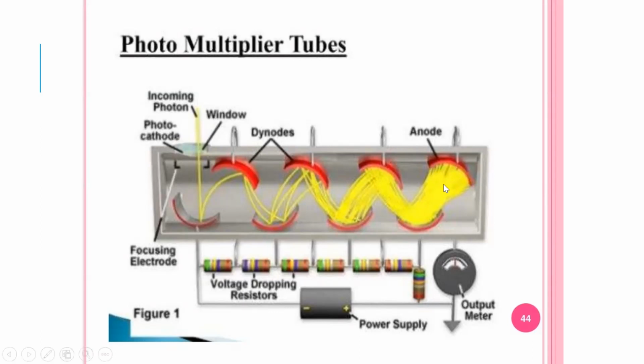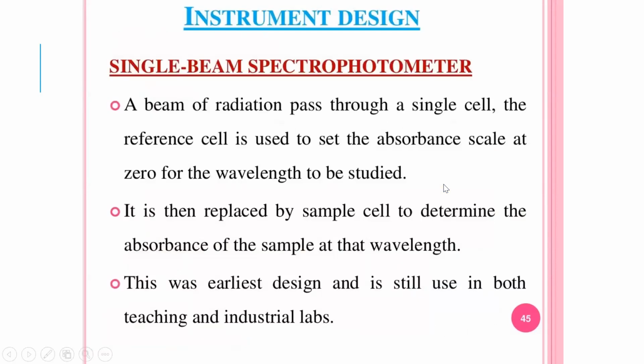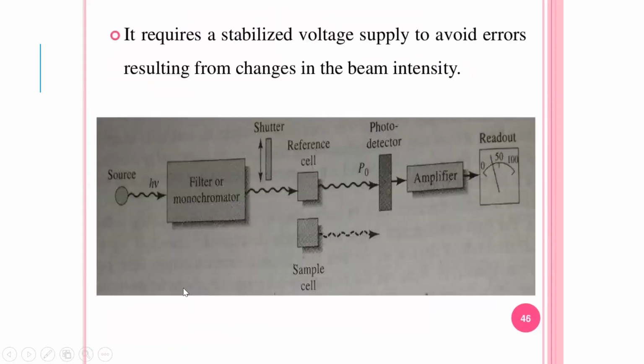So that resulting current is proportional to the intensity of the incident light. There are two types of instruments, single beam instrument and double beam instrument. In a single beam instrument, light is produced from the source and passes through the filter or monochromator, the reference cell, detector, amplifier, and recorder. First, absorbance is adjusted to 0 with a blank solution. Then the sample solution is taken into the sample cell and the absorbance is recorded. So that is single beam.